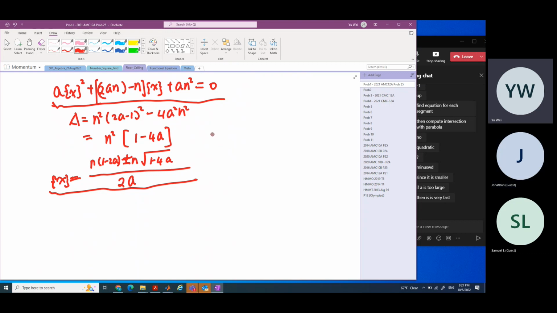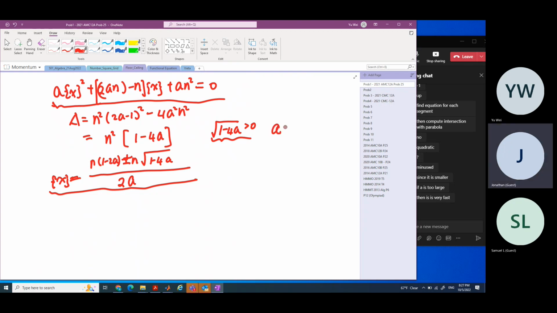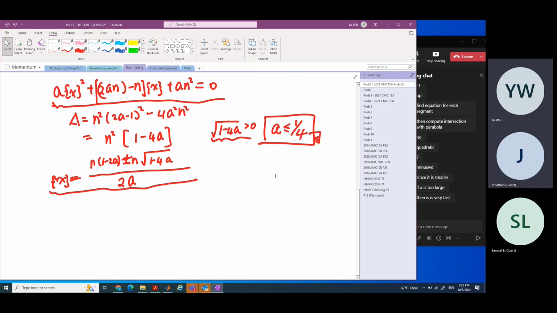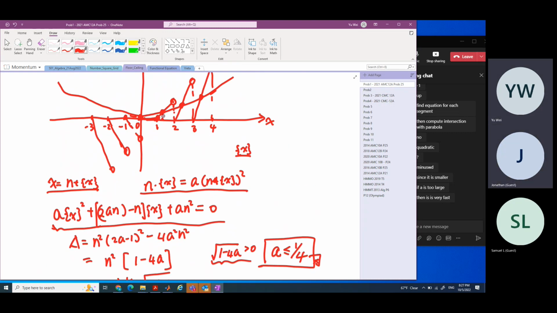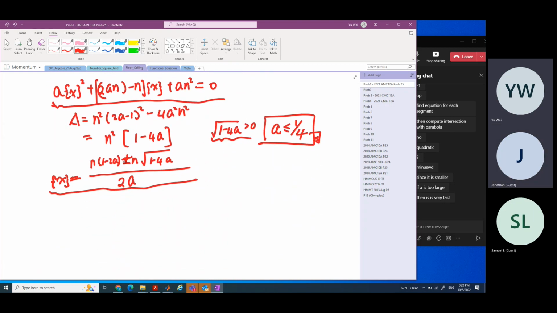In order for this number to be positive, do we need 1 minus 4a greater than 0? What do we need about a? a is less than or equal to a quarter, right? Yep. If you pick the plus, it will increase very fast, but we wish it to increase slowly. So normally we take the minus in this case, because the only thing you need to check is that x is greater than or equal to 0 and less than 1, right?